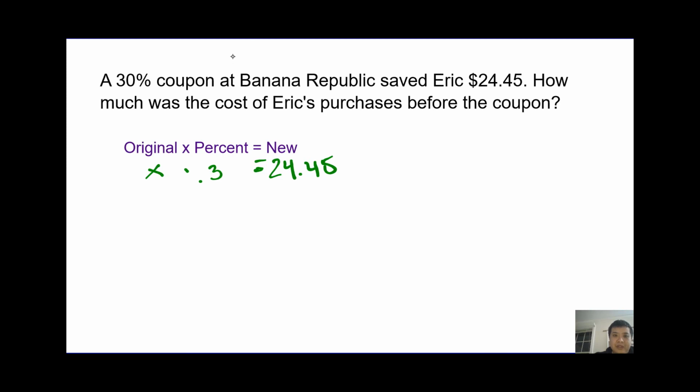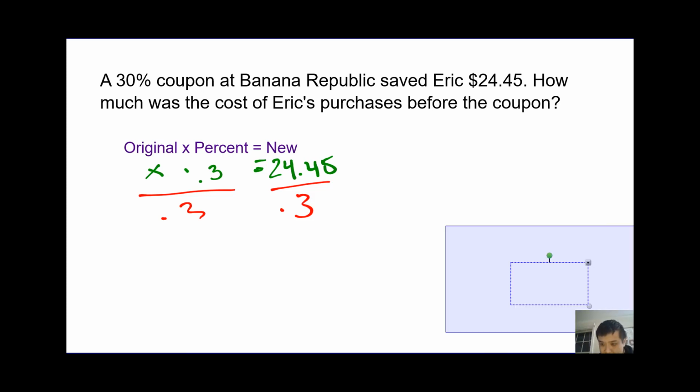Okay, and so again, we're going to divide both sides by 0.3. And that means that the original price was, we can find where I put it. Where did I put it? There we go. $81.50.